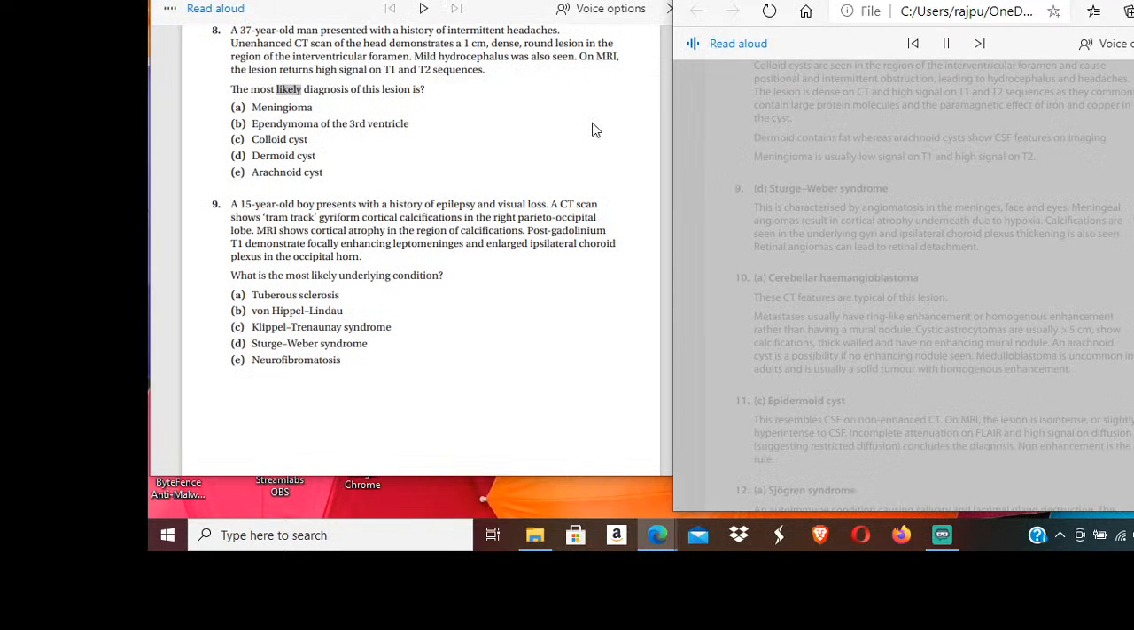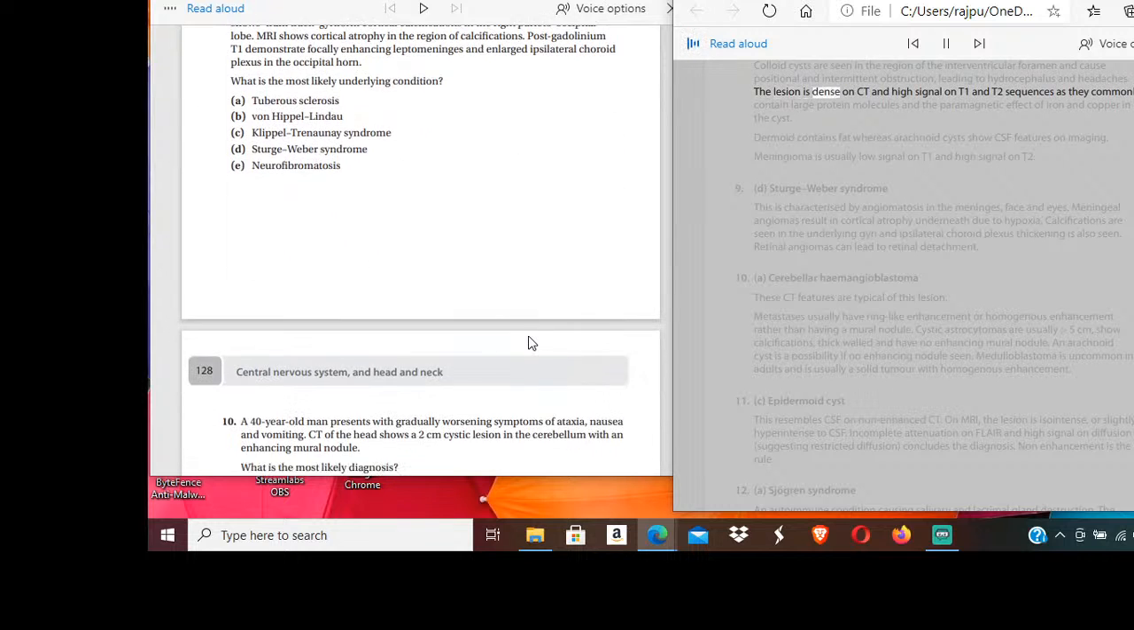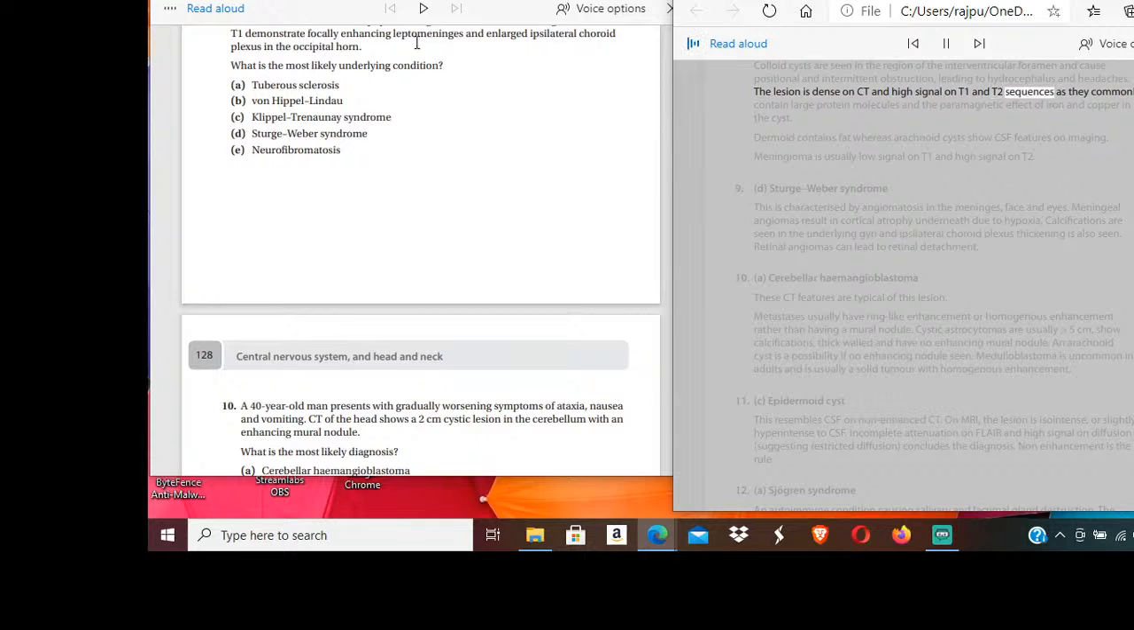The most likely diagnosis is a colloid cyst. Colloid cysts are seen in the region of the interventricular foramen and cause positional and intermittent obstruction, leading to hydrocephalus and headaches. The lesion is dense on CT and high signal on T1 and T2 sequences, as they commonly contain proteinaceous material.